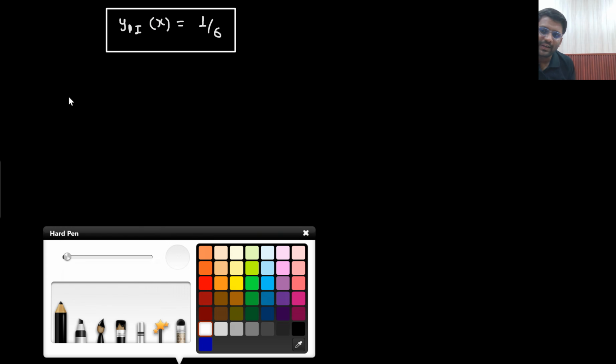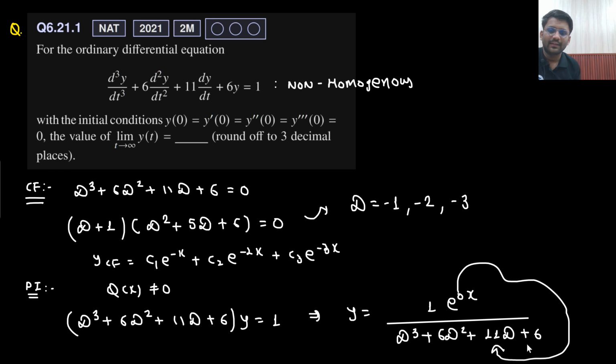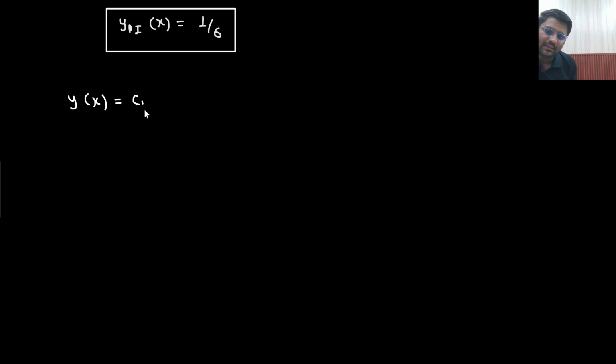So what is your total y you are getting? The total y as a function of x that I am getting is c1 e to the power minus x plus c2 e to the power minus 2x plus c3 e to the power minus 3x plus 1 by 6.